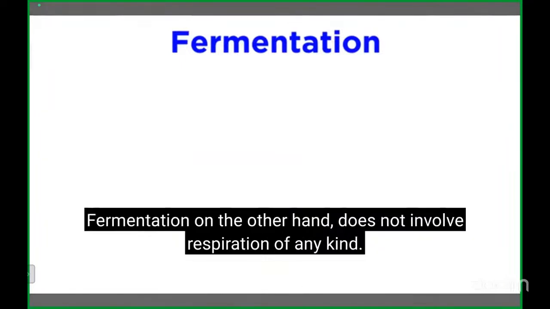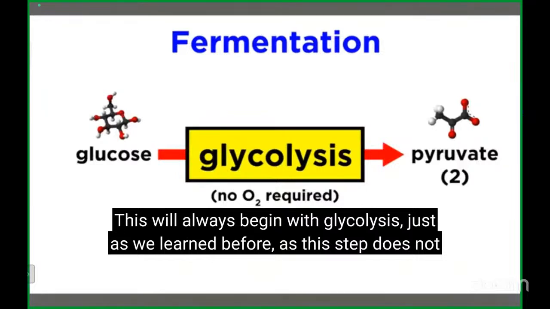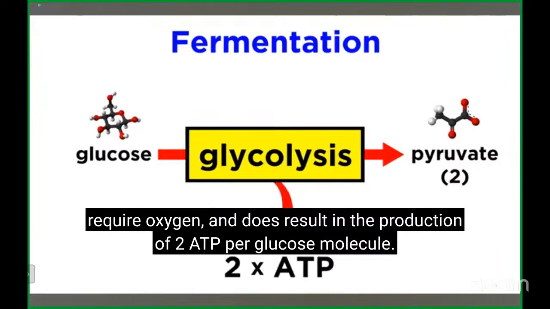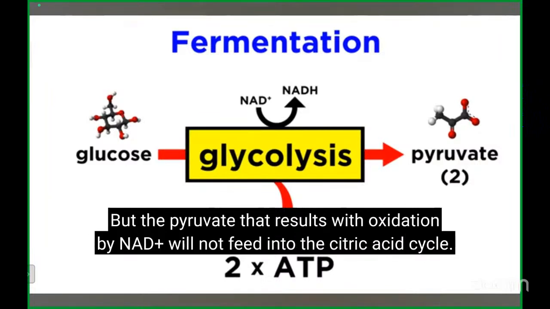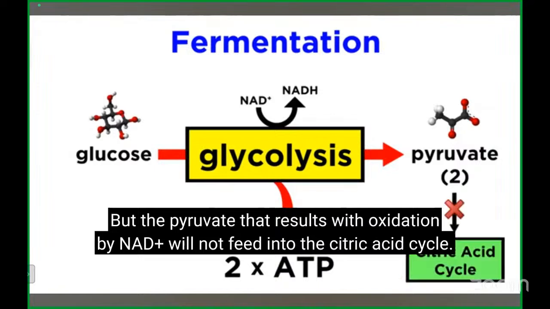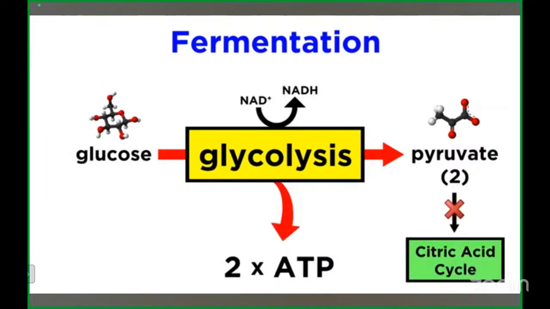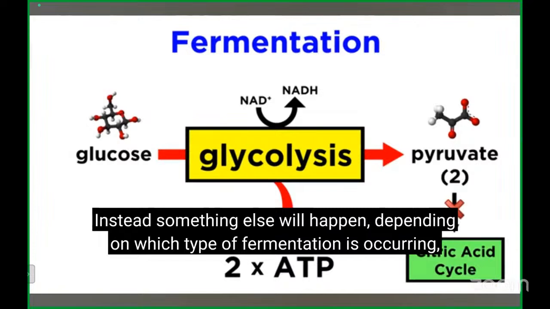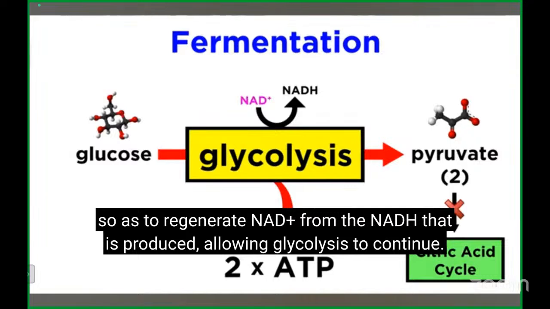Fermentation, on the other hand, does not involve respiration of any kind. This will always begin with glycolysis, just as we learned before, as this step does not require oxygen and does result in the production of 2 ATP per glucose molecule. But the pyruvate that results with oxidation by NAD+ will not feed into the citric acid cycle. Instead, something else will happen, depending on which type of fermentation is occurring, so as to regenerate NAD+ from the NADH that is produced, allowing glycolysis to continue.